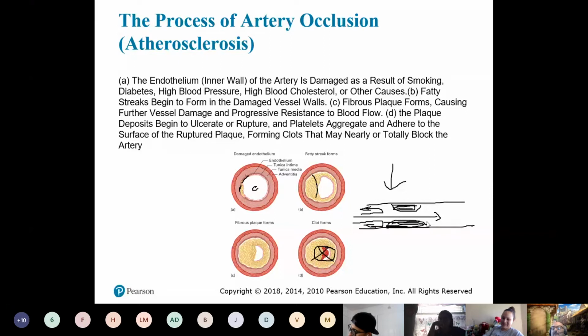That you would expect them to be having a heart attack. Okay, that's typical. The chest pain.